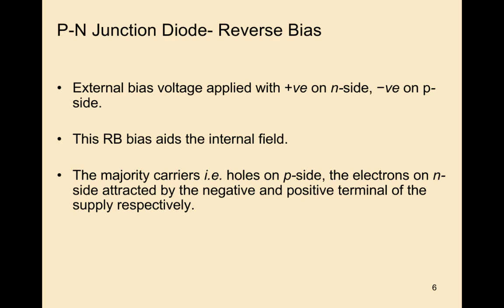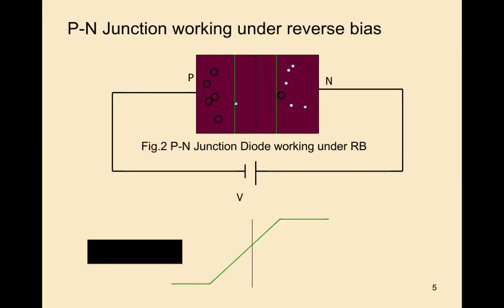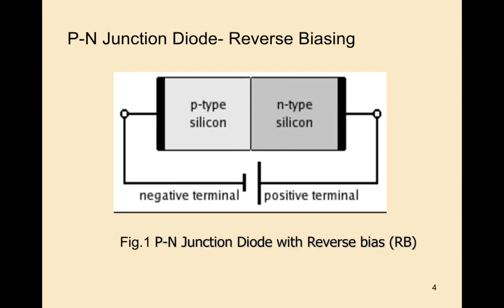So what is the reverse bias of a diode? How will it be connected in reverse bias mode? You connect the diode in reverse bias mode as seen in the slide. Take the battery and connect its negative terminal to the P side and its positive terminal to the N side. By connecting the battery in this direction, we call the diode reverse biased.